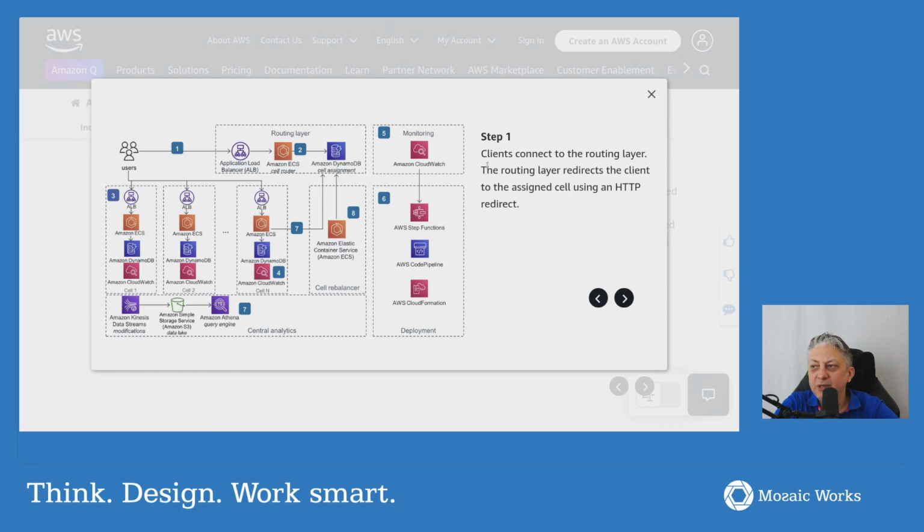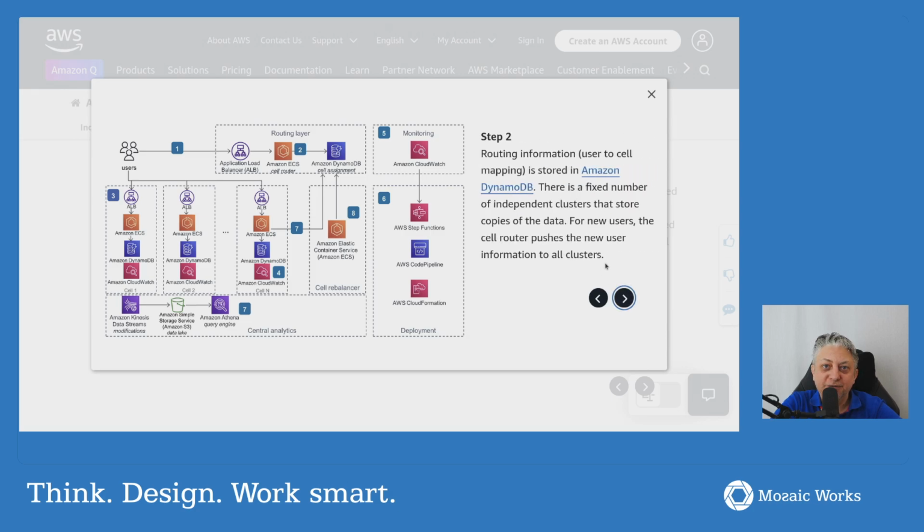You have a routing layer. This is the important part. So you have a routing layer that will know how to route for a specific user, right? Because you need somehow to know where to go. Now it can be based on location, as we said. It depends on the key you use for your cells, for your shards first, and then for your cells.